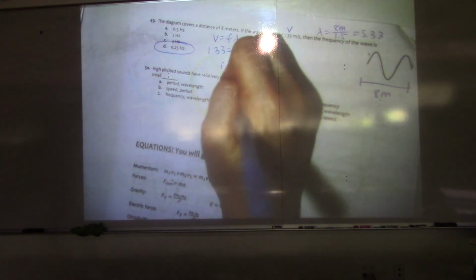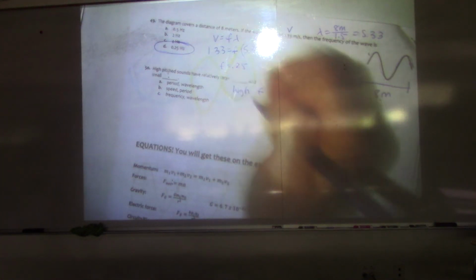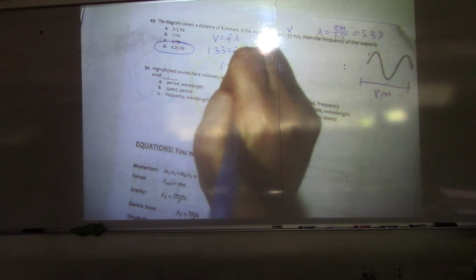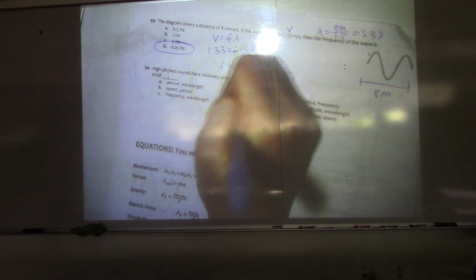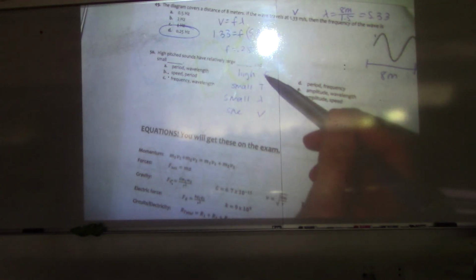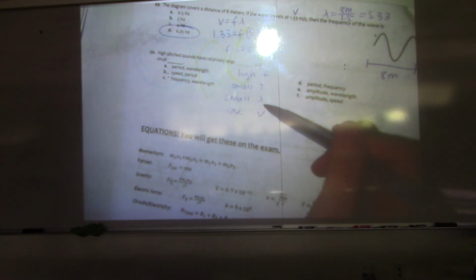High pitch means high frequency. Big frequency means small period and small wavelength. I should have the same speed for both, and it doesn't affect the amplitude, right? I don't know if I have a big amplitude or a small amplitude, but the frequency doesn't change it. So I have a big frequency and I have a small period and wavelength, so your answer is C, big frequency, small wavelength.